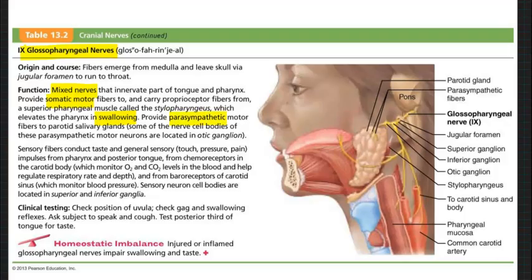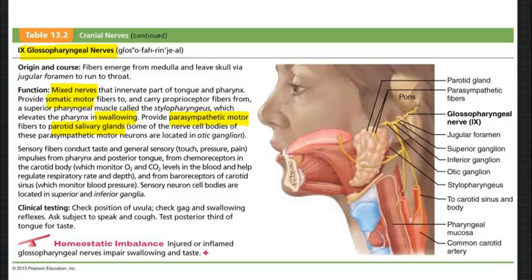The parasympathetic fibers, salivary glands. Okay? So you can imagine if this nerve is whacked, the person will have impaired gag reflex and will not be able to produce adequate amount of saliva. They will still produce saliva by other two glands, but parotid will not work. Okay?